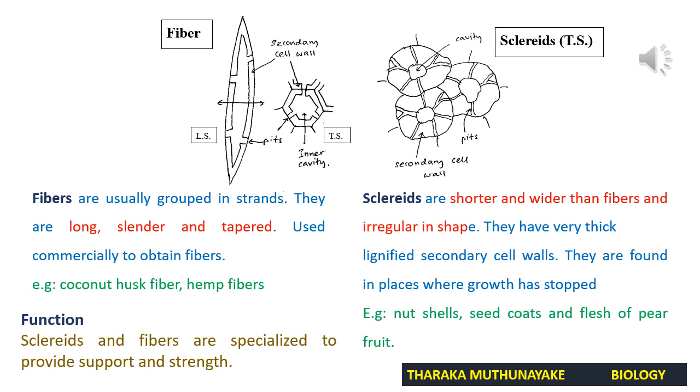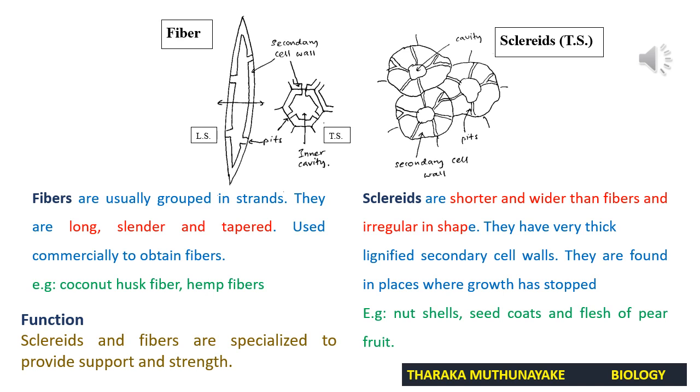Okay. Then also the common features, as we mentioned earlier, can be observed. Here you can observe outer it has secondary cell wall, inner it has a cavity, no cytoplasm. And in the secondary cell wall, it has pits. These fibers are used commercially to obtain fibers. Example, coconut husk fiber, hemp fiber.